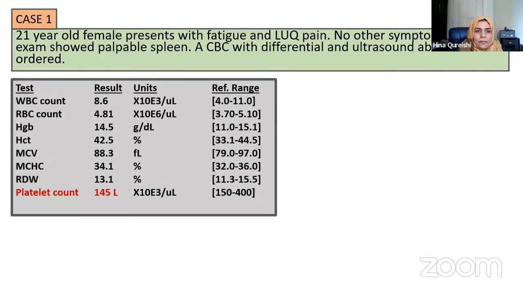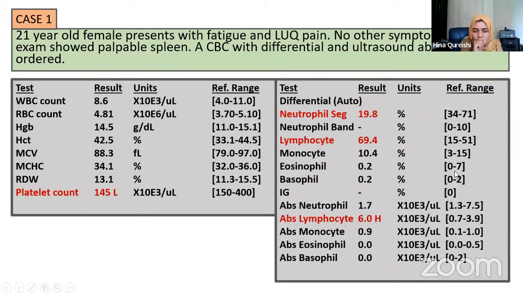When we look at the total counts, the white count is normal and hemoglobin is normal. The only abnormality I see here is slight thrombocytopenia, with a platelet count of 145. Then we look at the differential count. Even though the total white count was normal, we do see some abnormalities in the lymphocytes. The absolute lymphocyte count is high.